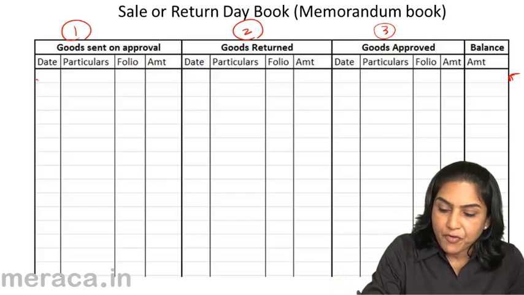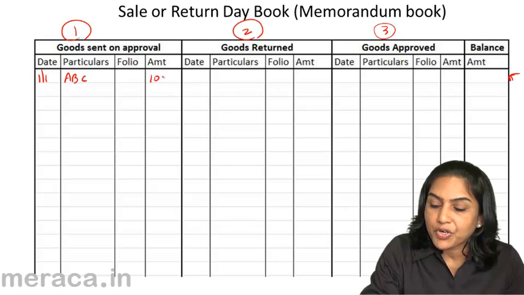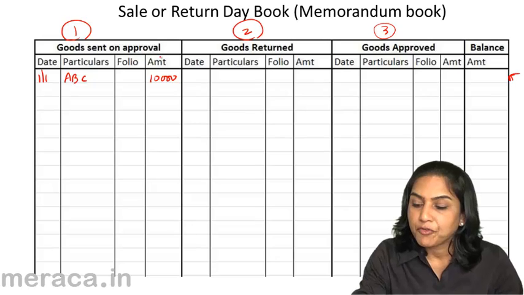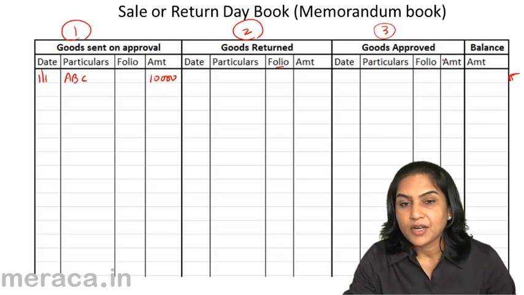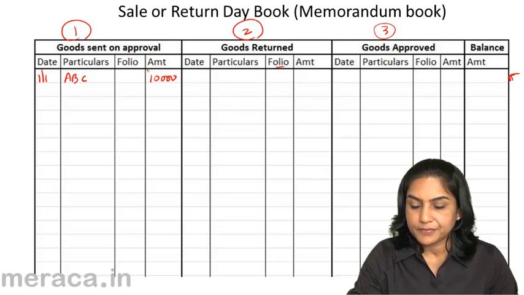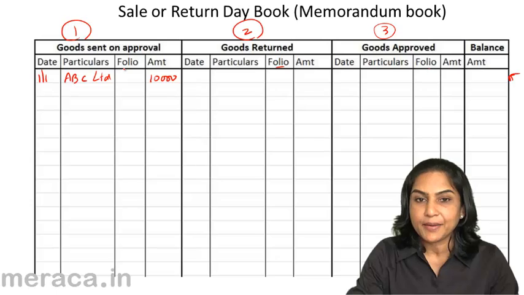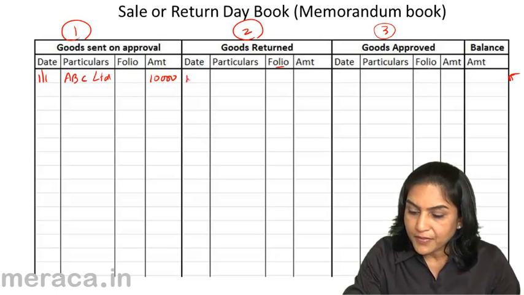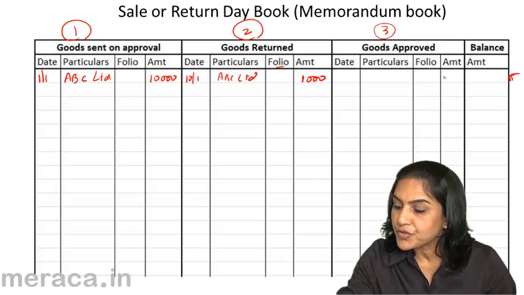If we take an example, on 1st March we sell goods to ABC with an amount of 10,000. The folio here refers to the folio in the sale or return ledger, the individual debtor's folio, and when we total, the total sale or return account folio. Folio indicating page number. On 1/1, goods were sent to ABC Limited for rupees 10,000. Let us assume that on 10/1, ABC Limited returns 10% or 1,000 of these goods and approves the balance 9,000.